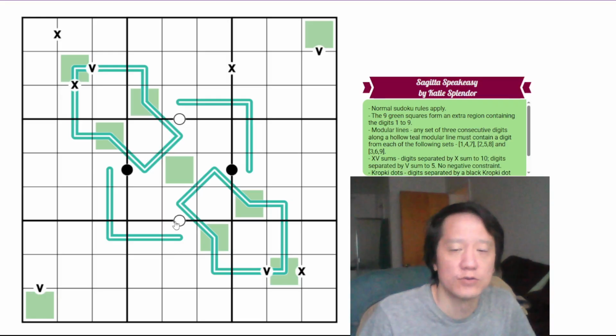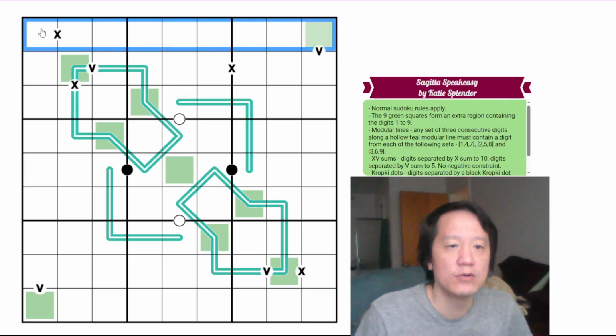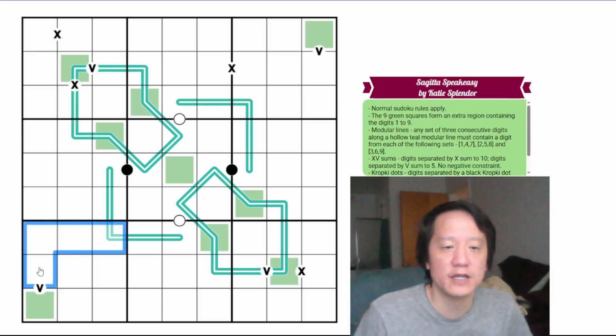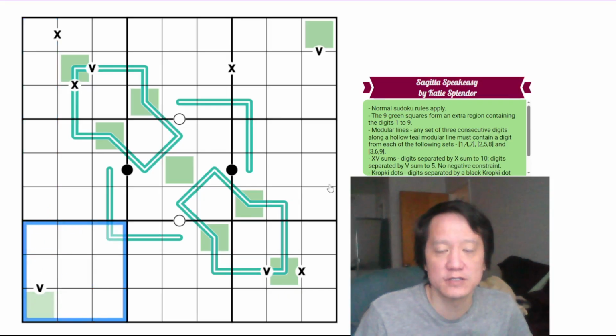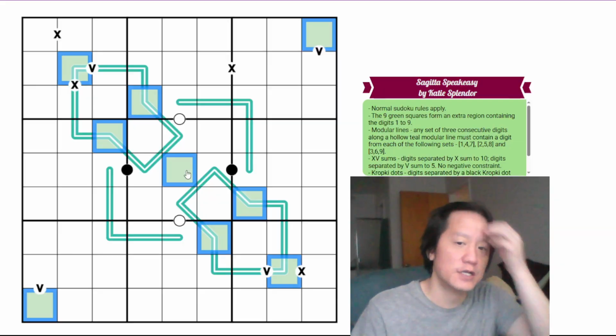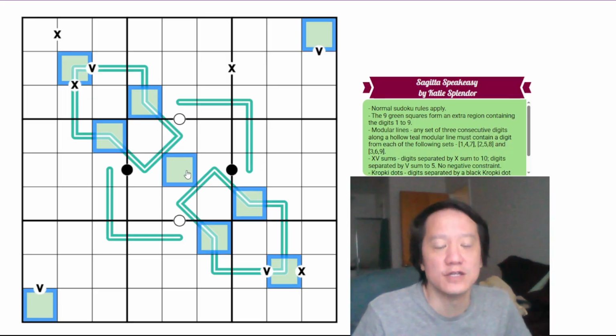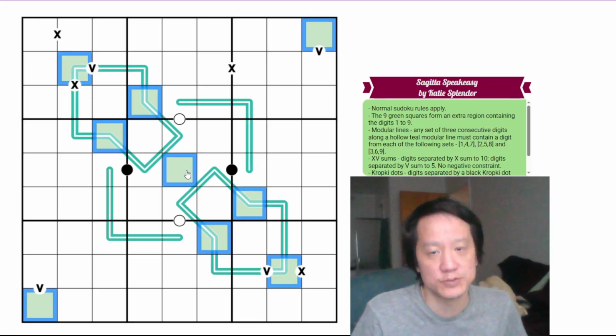And here are the rules. Normal Sudoku rules apply, which means in every cell in the grid, place a single digit from 1 through 9 such that there are no repeats in any row, column, or designated 9-cell region, which is a box. We also have 9 green squares that form an extra region containing the digits 1 to 9, so there are no repeats amongst the digits in the green squares.